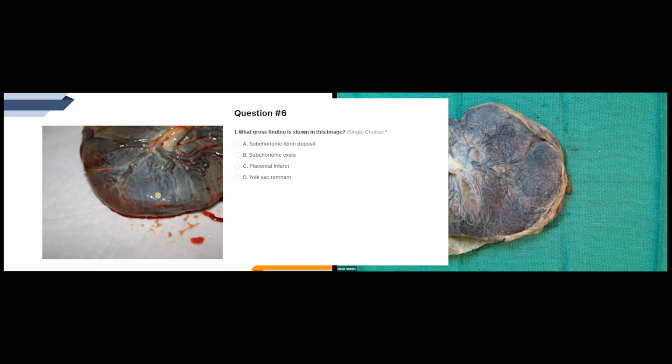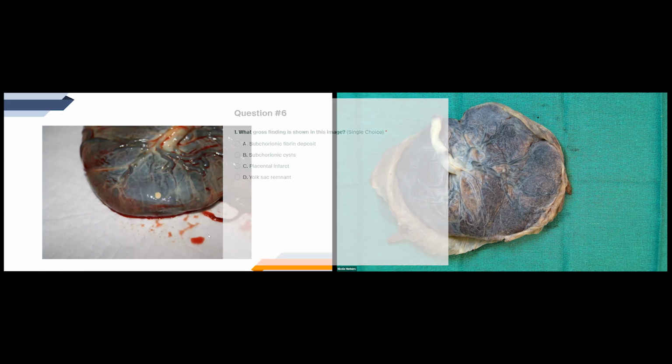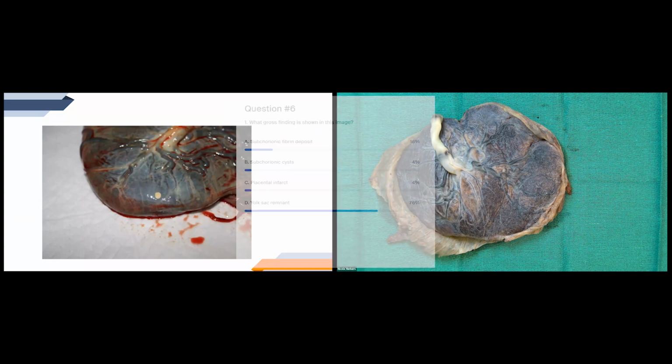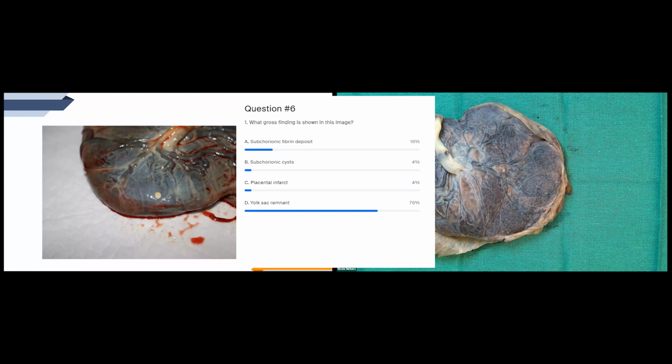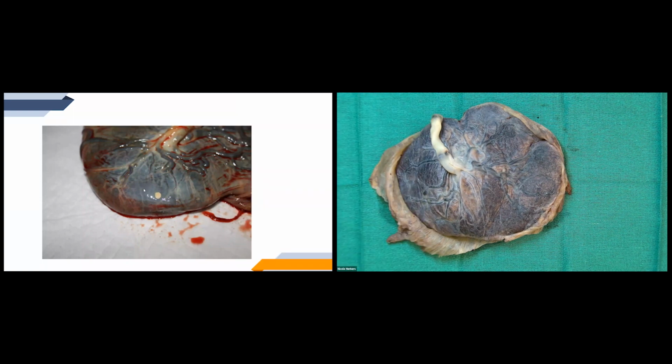Okay, so I'm going to stop the polling there and share the results. Good job, most people got it correct. It is a yolk sac remnant. The yolk sac remnant is that pale yellow nodule there that's seen in the membranes. This is something that you may come across when you're grossing placentas, and it's just a good idea to know what this is. There is no clinical significance, however.